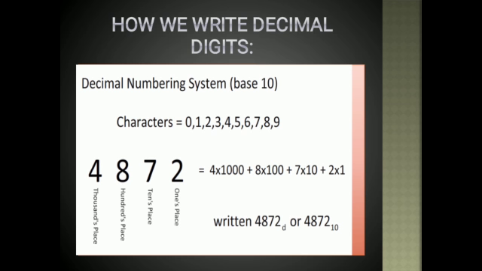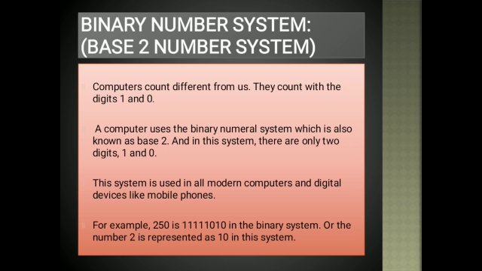How do we write decimal digits? We all know it has 10 characters from 0 to 9, and if we take the example 4872, then 2 is at the ones place, 7 is at the tens place, 8 is at the hundreds place, and 4 is at the thousands place. So we can write it as 4872 D or 4872 base 10.